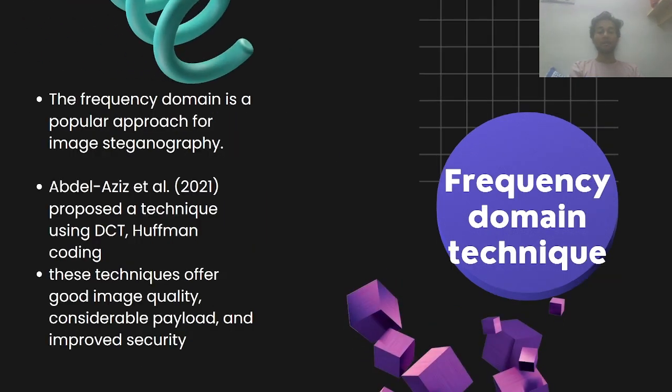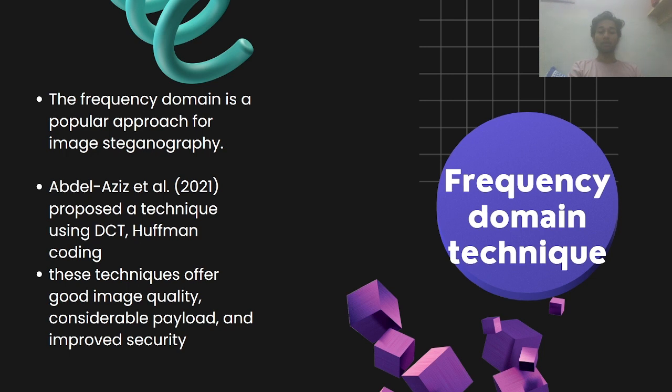Now, the frequency domain technique is a popular approach for image steganography, where secret data is hidden in the frequency domain of an image. Several techniques have been proposed in recent years for steganography using the frequency domain. In 2021, there was a proposal for an improved data hiding method for securing color images using a hyper chaotic map and the left most significant bit, LMSB, embedding method.